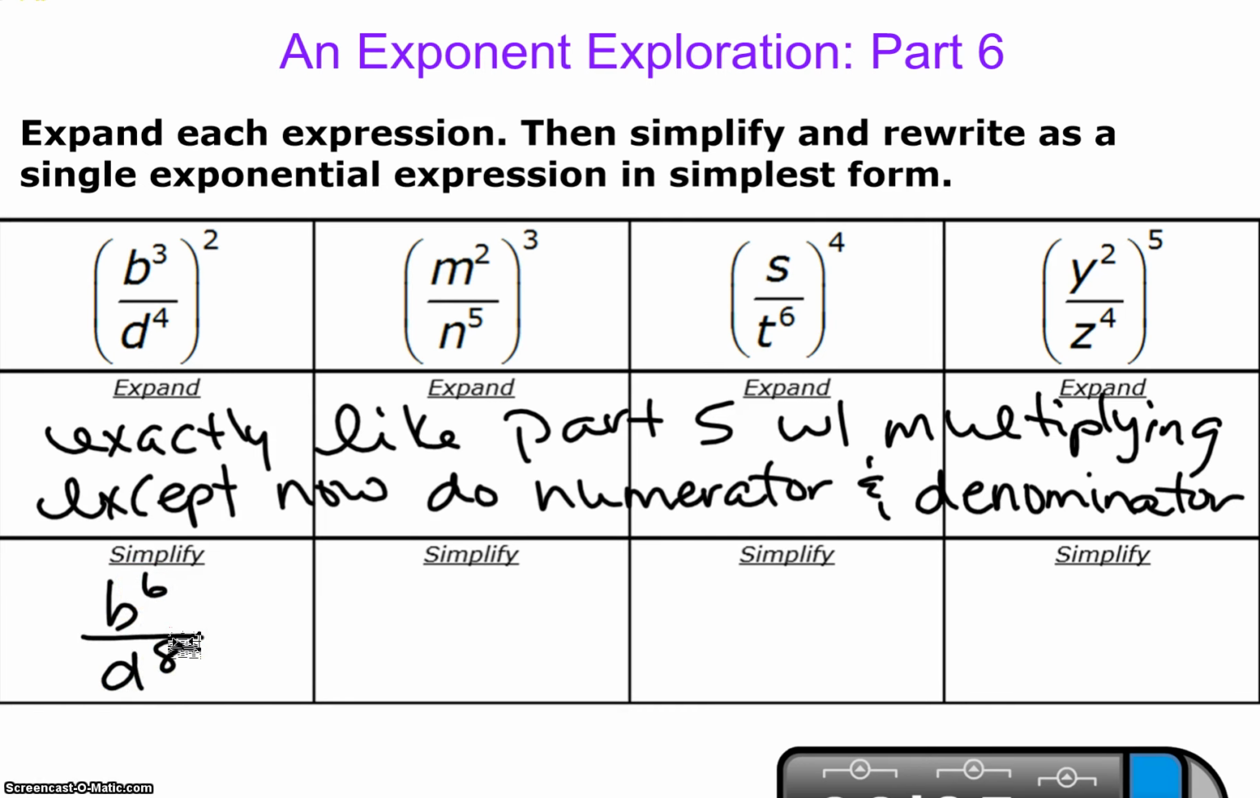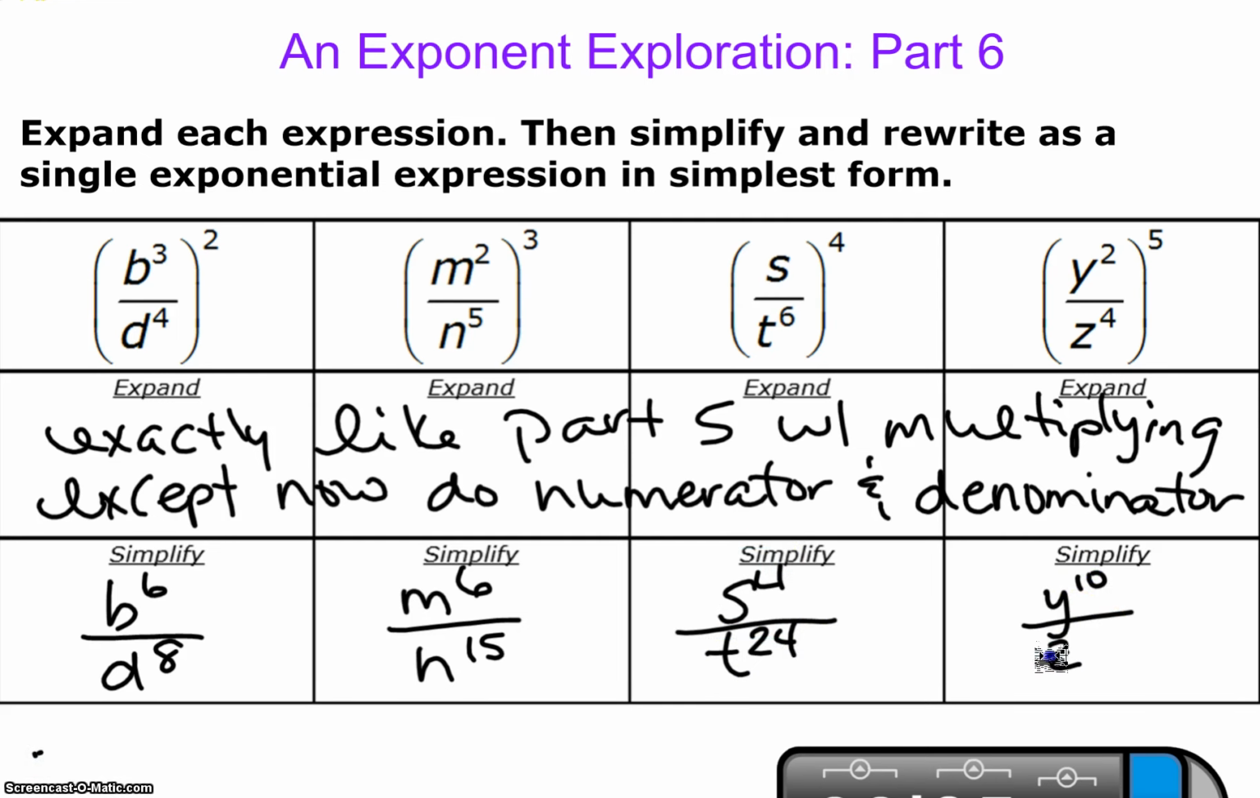This next example would be m to the 6th, n to the 15th, s to the 4th, t to the 24th, and then y to the 10th over z to the 20th. It's really easy. Just make sure you are paying attention to those rules.